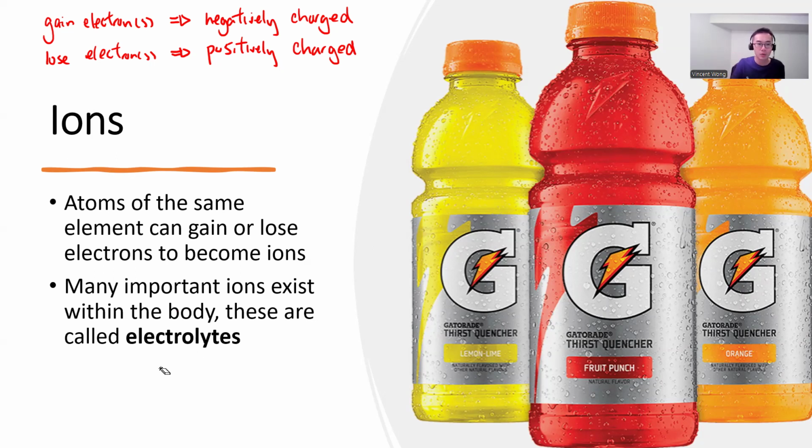So common electrolytes that we need in the body include things like sodium. It's positively charged because it lost an electron. Chloride, potassium, magnesium, these are all important electrolytes that keep our body functioning. Okay, and when our electrolytes are very low because of dehydration, for example, then our body might shut down and not function. Okay, so that's that.